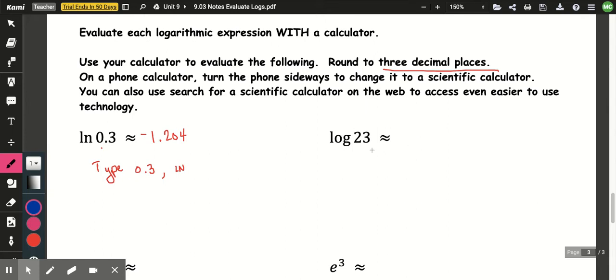Now, if I were trying to evaluate this without the calculator, I'd be saying 10 to what power is 23? Now, 10 to the 1 is 10, 10 to the 2 is 100. So to get 23, I would need a number somewhere between 1 and 2. And my calculator says that that is 1.362 when I round it correctly.